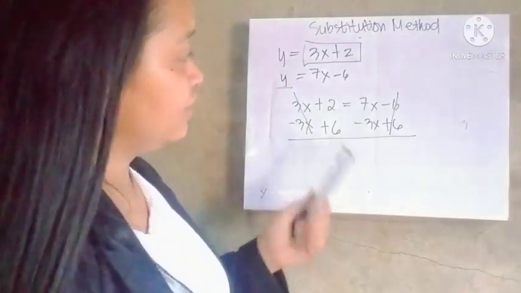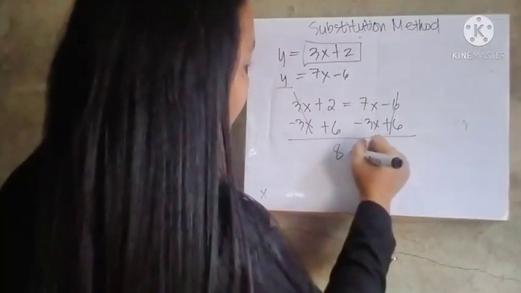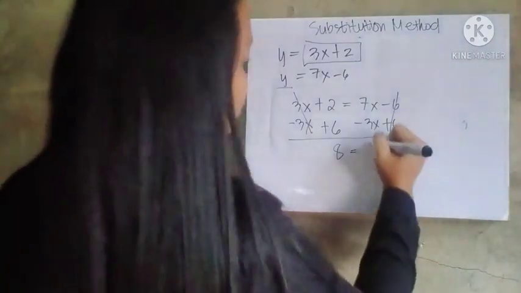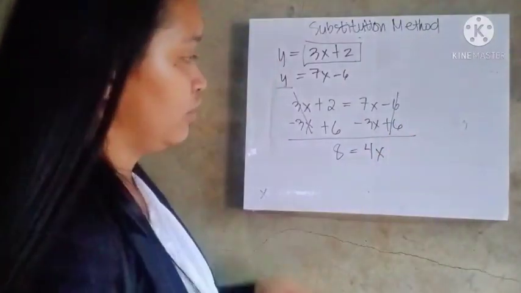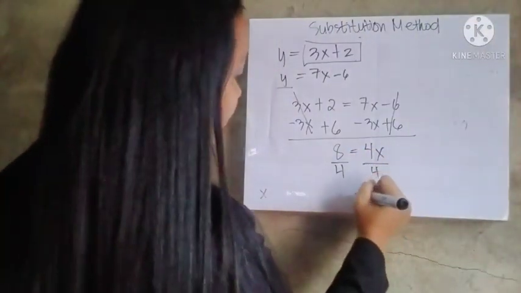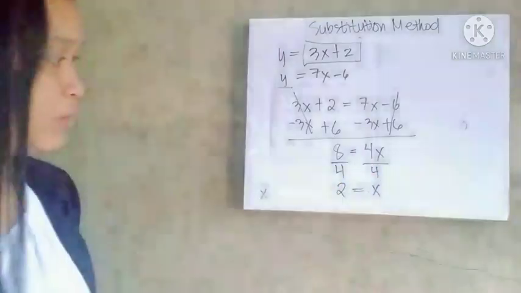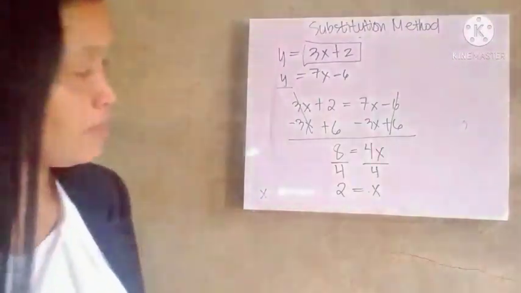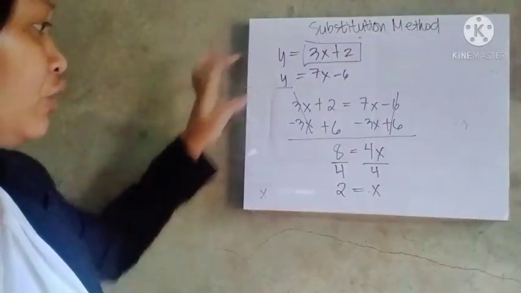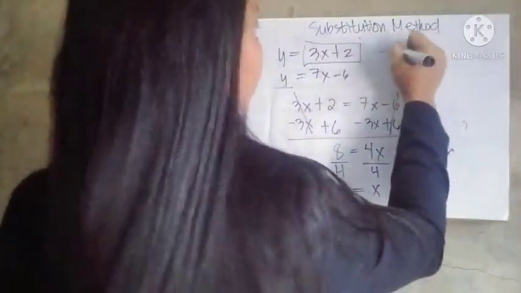Then I add both equations. So 2 plus 6 is equal to 8. And 7x minus 3x is equal to 4x. So divide both sides by 4 to find the value of your x. So our x is equal to 2. So again, since you have the value of your x, simply plug it into any of these equations to solve for your y. So let's use the first one.